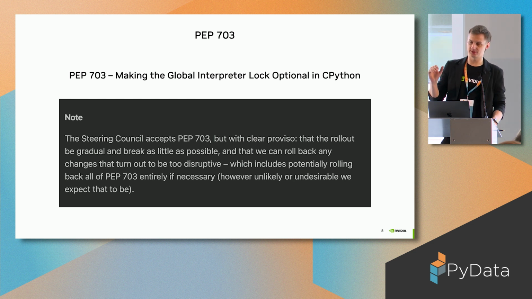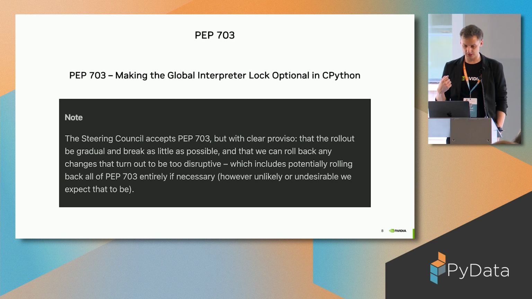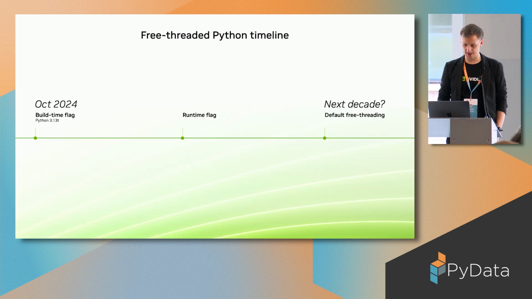Therefore, the steering committee makes it clear that this will be a very gradual change. They specifically tell us that it's not like the transition from Python 2 to Python 3, and there will be no such thing as Python 4 in this particular case. And so the timeline here is spread over many years, and it's in 3 phases.